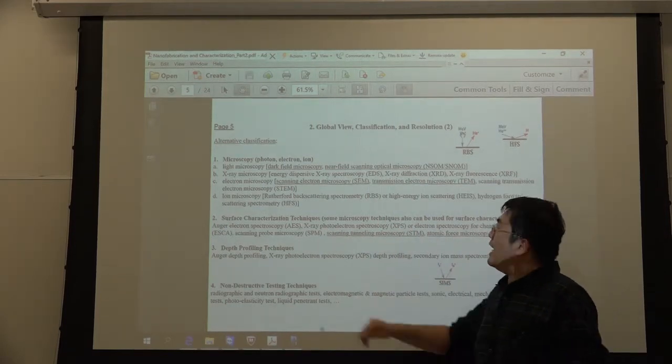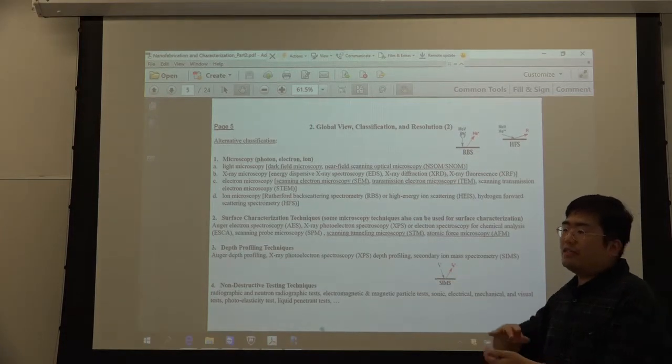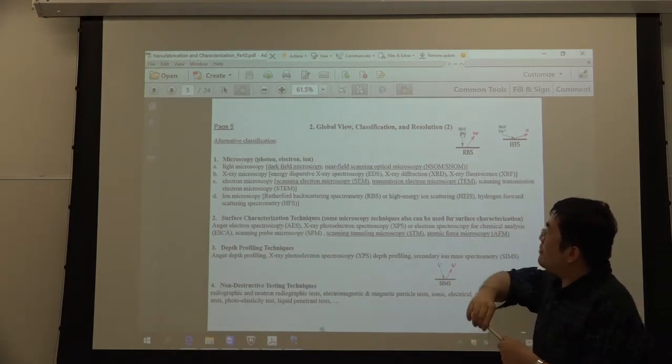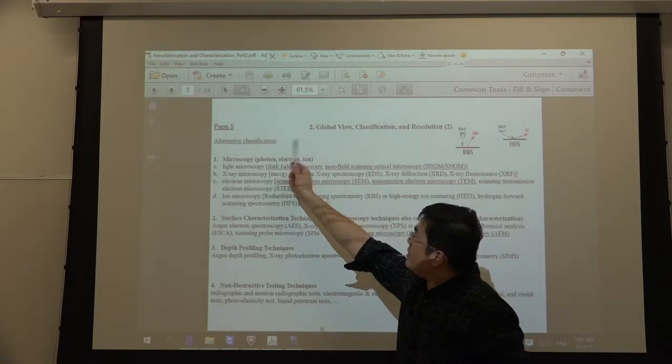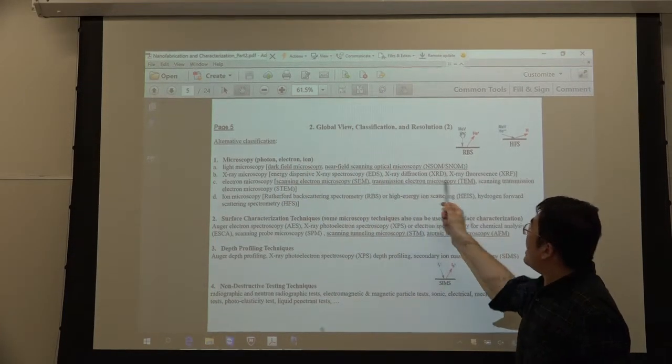Another category is called surface characterization. It just detects the surface of a sample. So for this method, for example, if we use TEM, transmission electron microscopy.